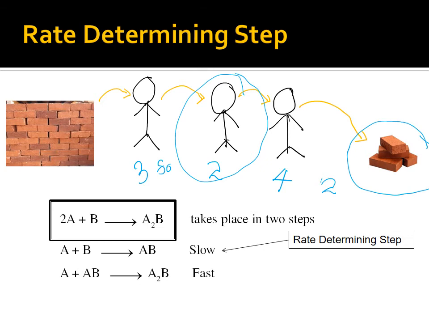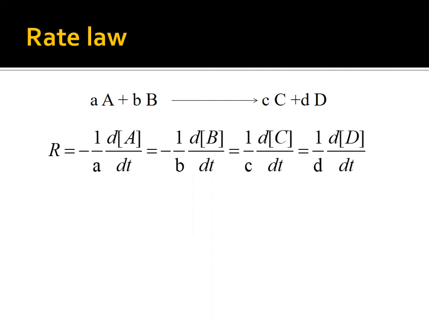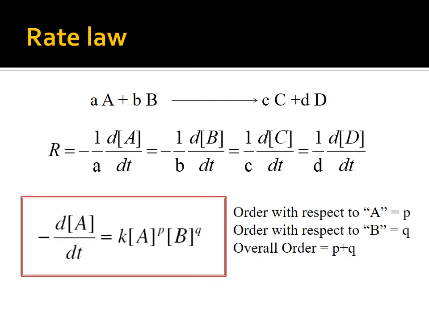because the reaction rate depends on the slowest step. Rate law is the most important equation when you are studying chemical kinetics. Take this example, this common equation as we learned in previous slides. These are the rates we can write down to represent the rate of this reaction. This is the rate law, the equation we can use to represent the rate.